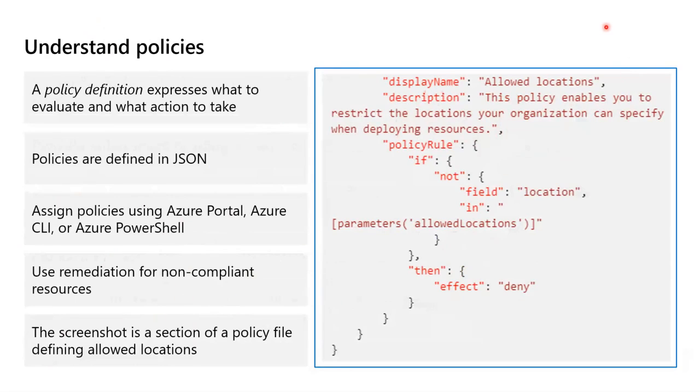This is the screenshot. The screenshot is a section of a policy file defining a allowed location. So very important to mention that every policy definition has conditions under which it is enforced, and an accompanying effect that takes place if the conditions are met. So the process of applying a policy to your resources consists of the following steps. You need to create a policy definition, assign a definition to a scope of resources, and view policy evaluation results.